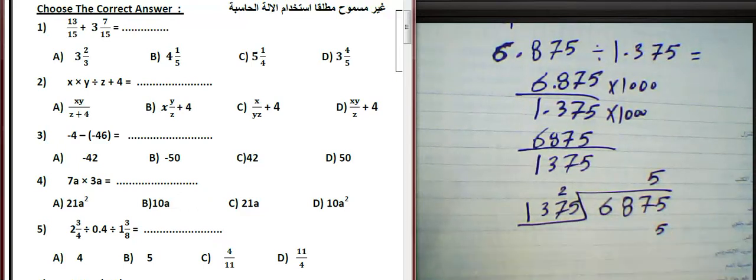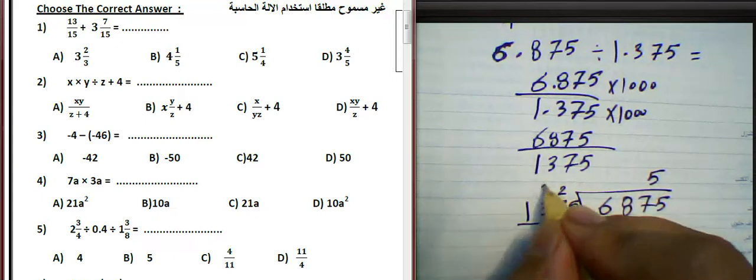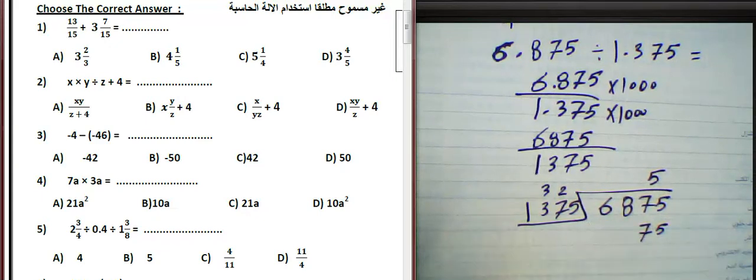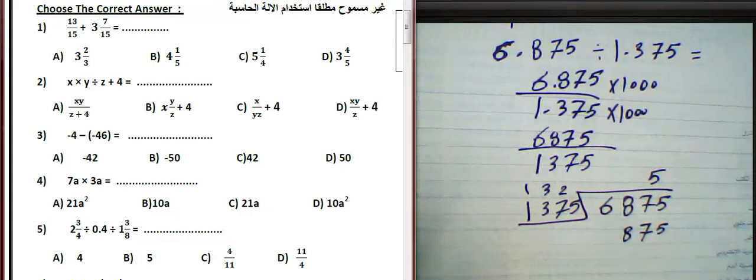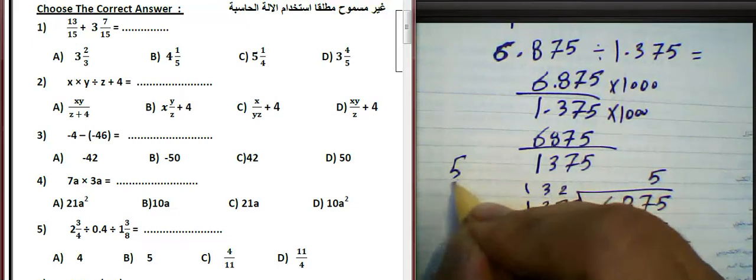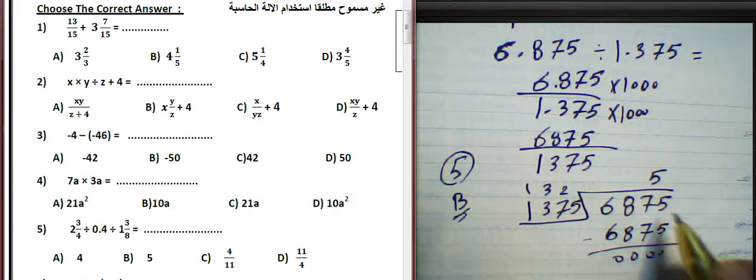5 times 7 equals 35. 35 plus 2 equals 37. Write 7 and carry up 3. 3 times 5 equals 15, plus 3 equals 18. Write 8 and carry up 1. 1 times 5 equals 5. 5 plus 1 equals 6. Okay, so the result will be 5. We must choose letter B about question number 5. Letter B, the result will be 5.